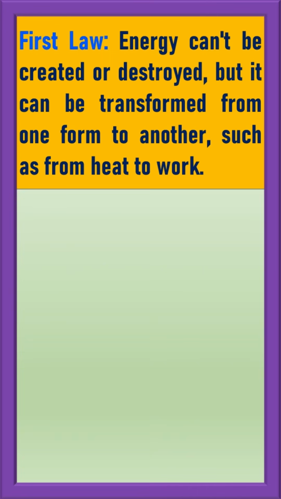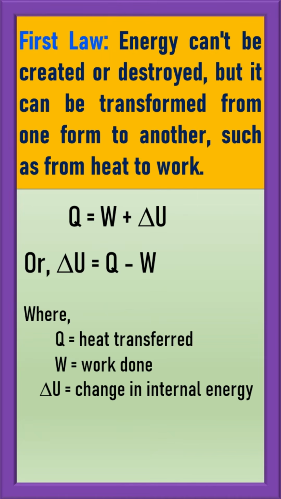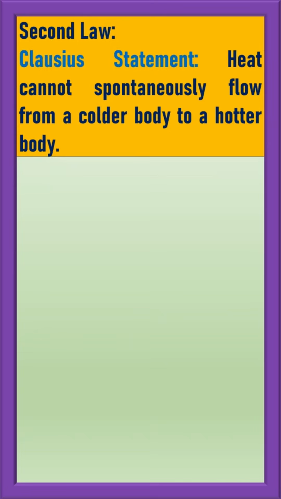Mathematically, first law can be represented as Q = W + ΔU or ΔU = Q - W, where Q is the heat transferred, W is the work done, and ΔU is the change in internal energy. Next, second law of thermodynamics.